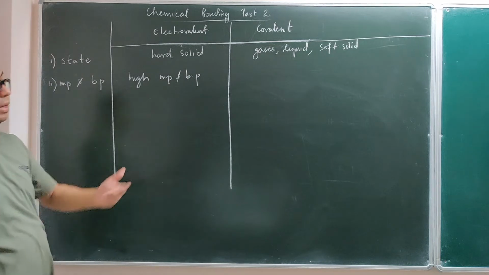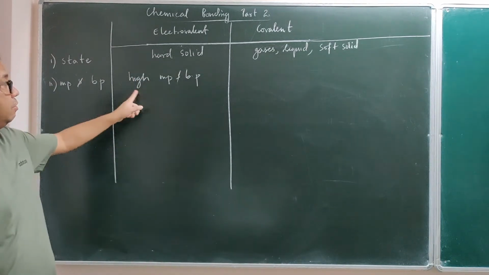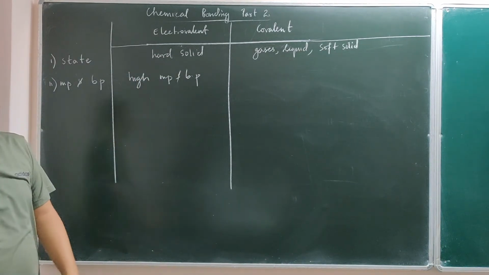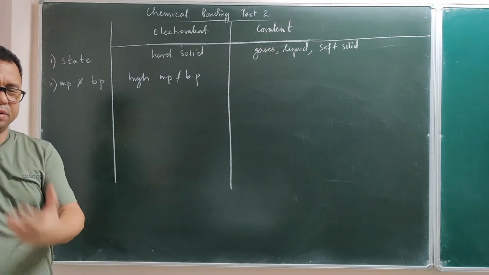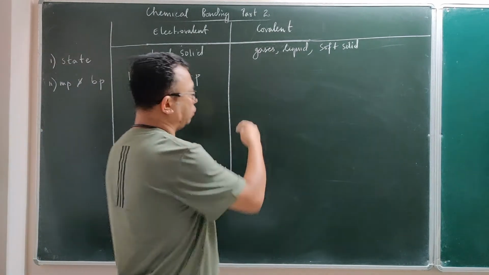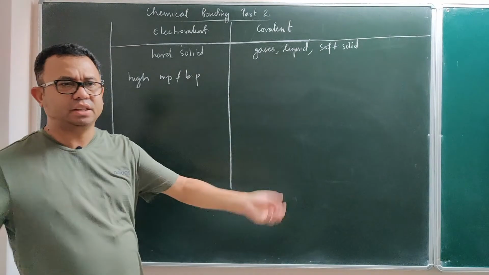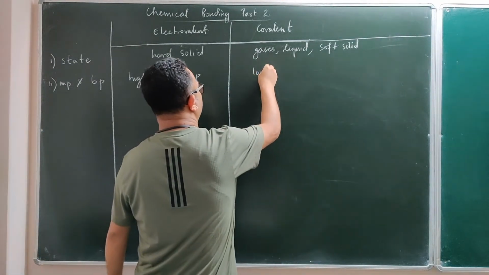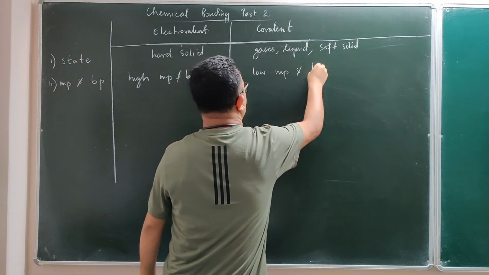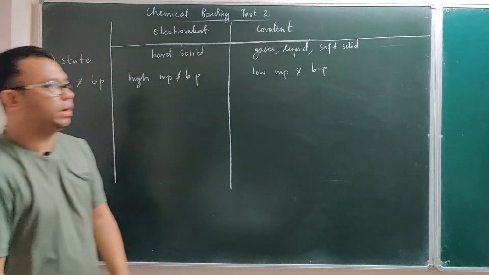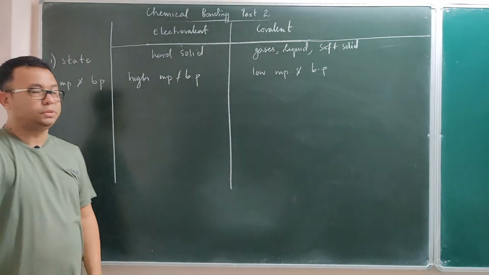Why? The reason is the same as I said here: a very strong force of attraction between the atoms or between the ions. Whereas here, the force of attraction between them is very weak and can be easily broken. So that's why they have a very low melting point and boiling point.